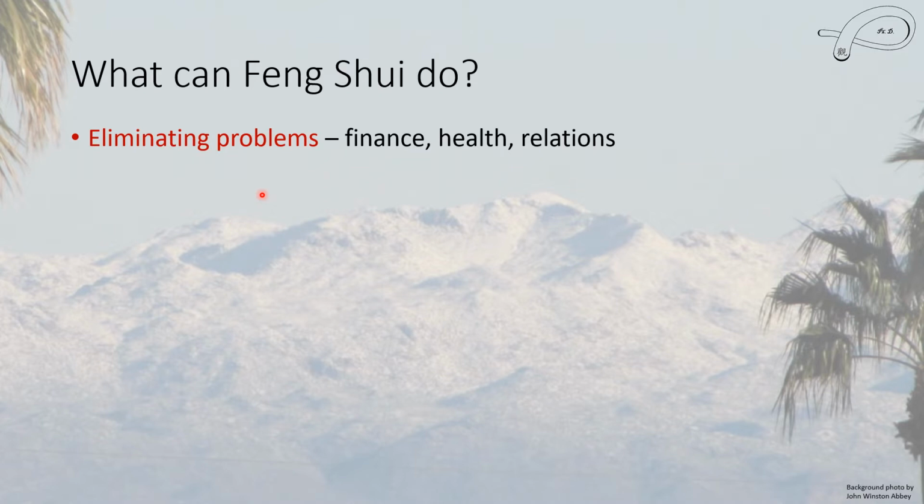Why do people bother with Feng Shui? Most of the time it's to eliminate problems. Feng Shui can have an effect in your life in finances, and that's money coming in or going out, and that includes crypto. Health includes physical, mental, and emotional health, and both personal and professional relationships are covered here.